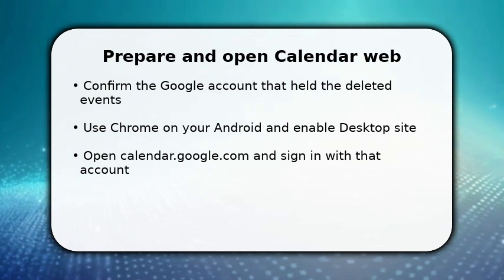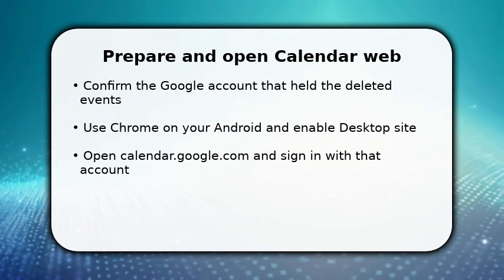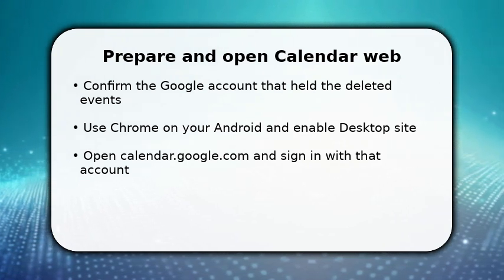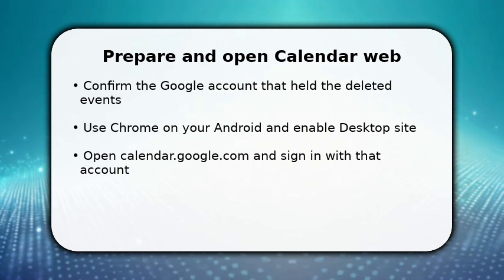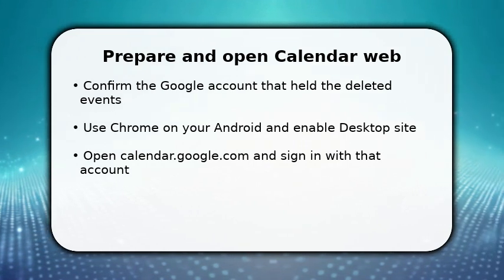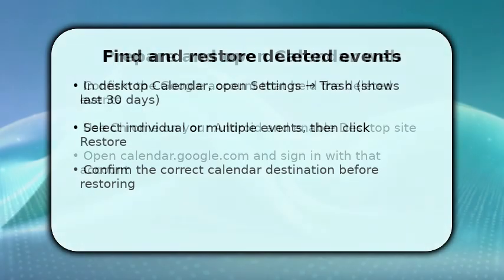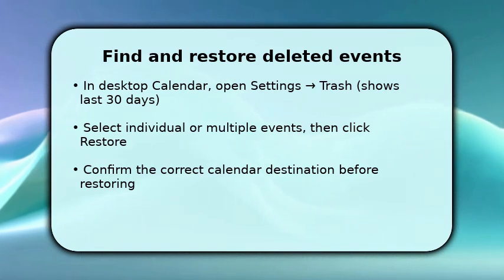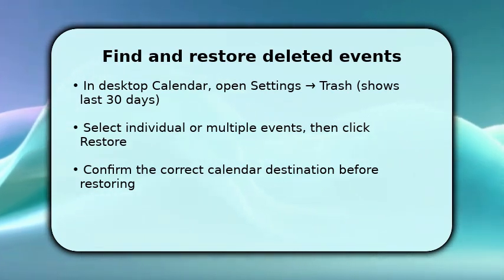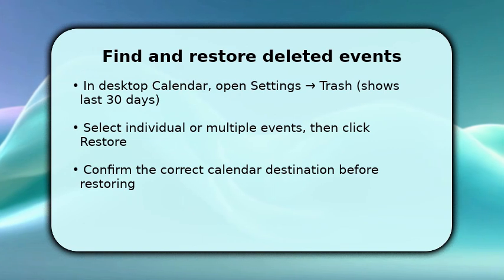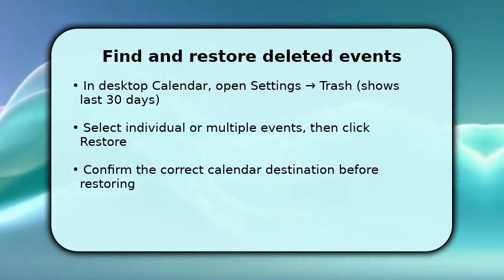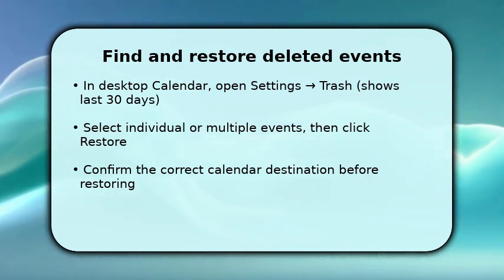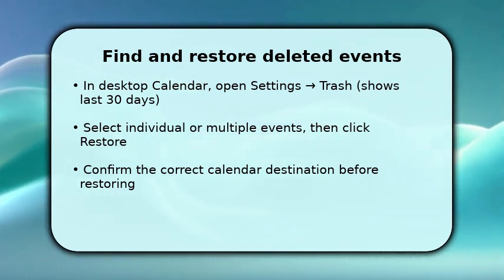Make sure Calendar Sync is enabled in Settings > Accounts, so restored items will reappear on your device after you finish restoring them in the web interface. Once the desktop view loads, go to Settings or the three-line menu and choose Trash. Google keeps deletions for about 30 days. You'll see deleted entries. Tap each event to preview and choose Restore, or use Multi-Select to restore many at once.